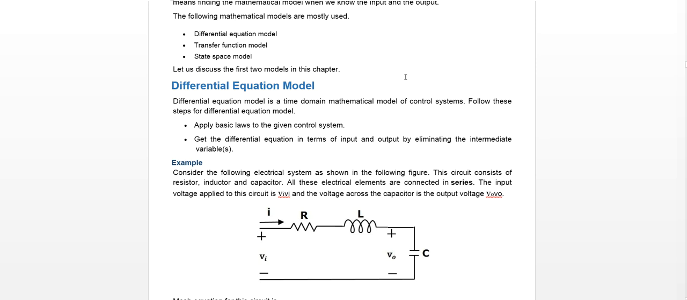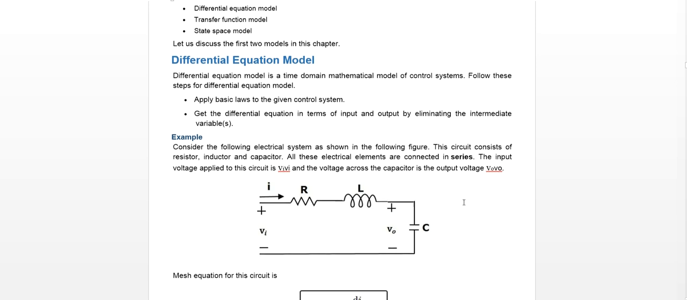Differential equation model is a time domain mathematical model of control systems. So follow the steps for differential equation model. Apply basic laws to the given control system and get the differential equation in terms of input and output while limiting the intermediate variables. So example here is an electrical circuit.